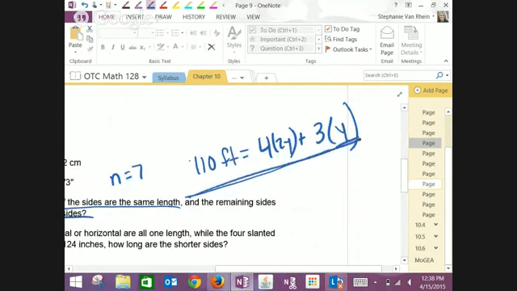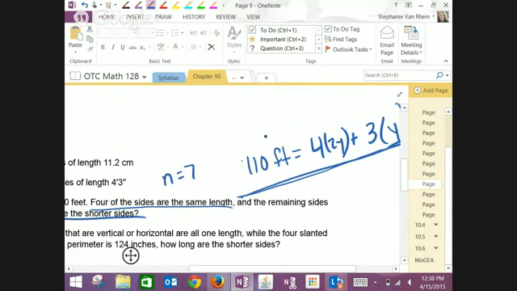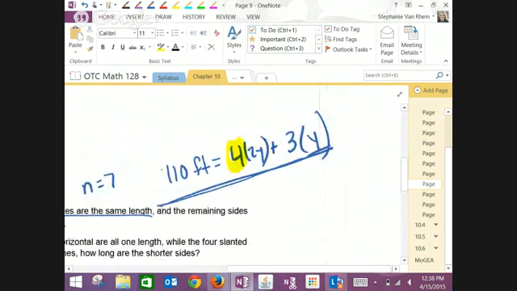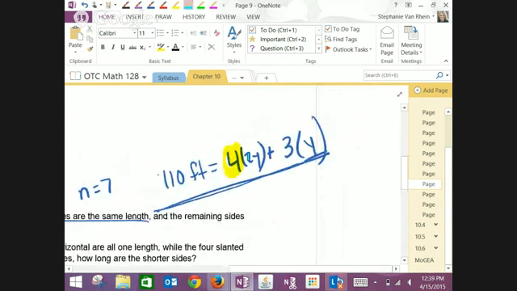So here we have 110 equals 4 sides that are twice as long as the shortest side. The short side we're calling y. So 2 times y would be the side length for 4 of them. And then for the 3 remaining sides, we don't know their length. We're just going to call that y. So then it's algebra.